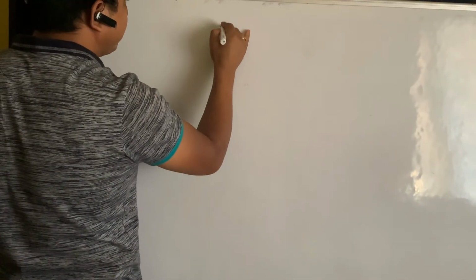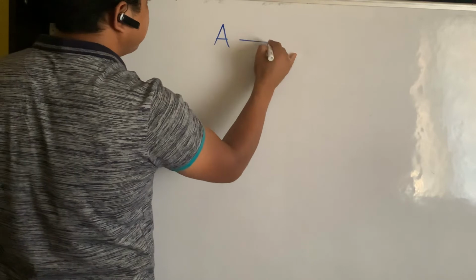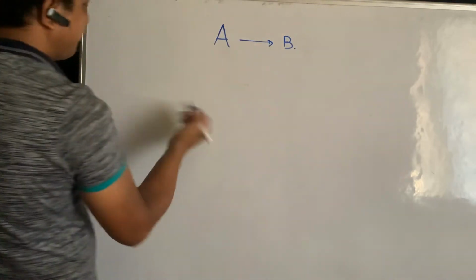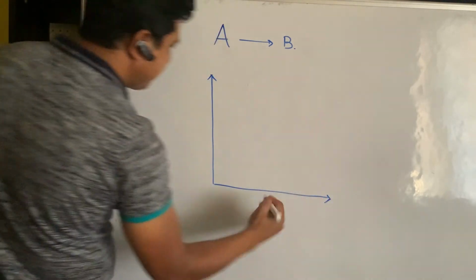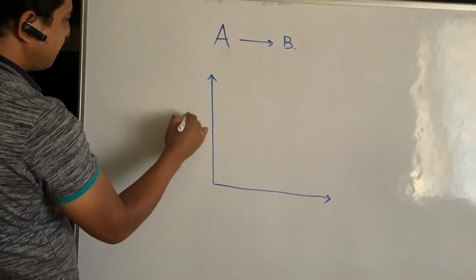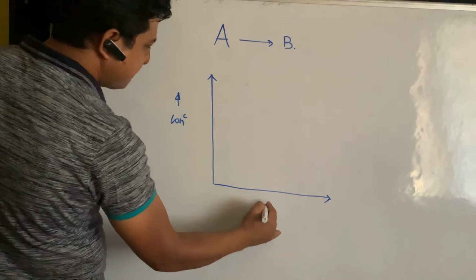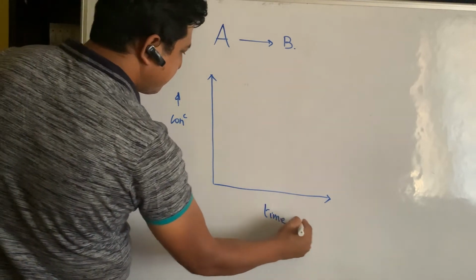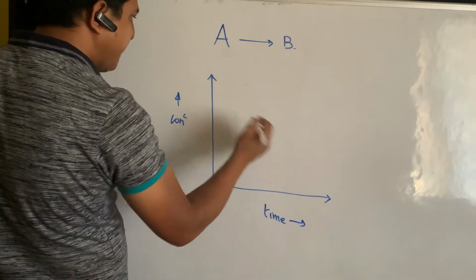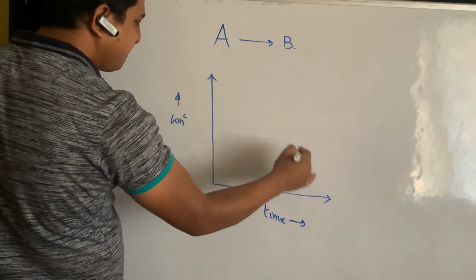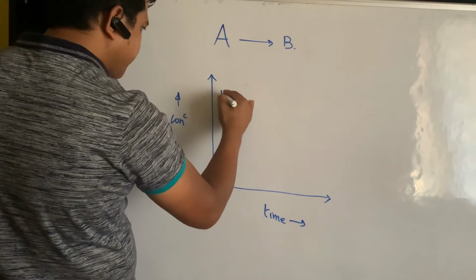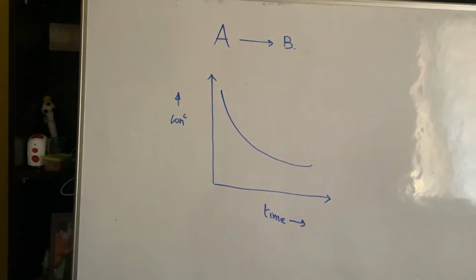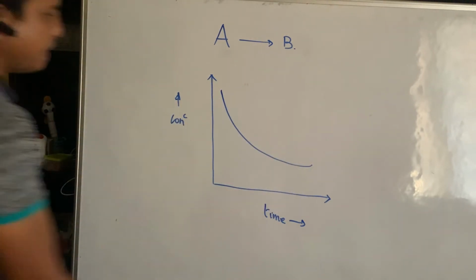Again, let me consider the same reaction A to B. So again, I'm going to do the same thing. I'm going to draw a graph, plotting a concentration versus time graph out here. For reactant, what will be the nature of graph? This. For product, it will be this. Okay, so let me draw the graph for a reactant like this. This is for reactant A.